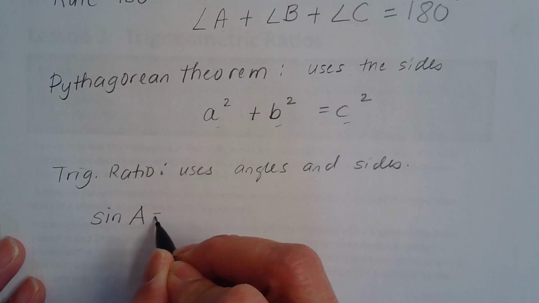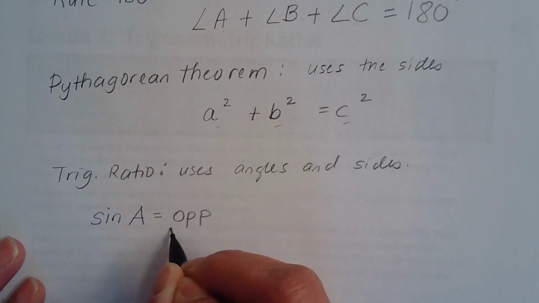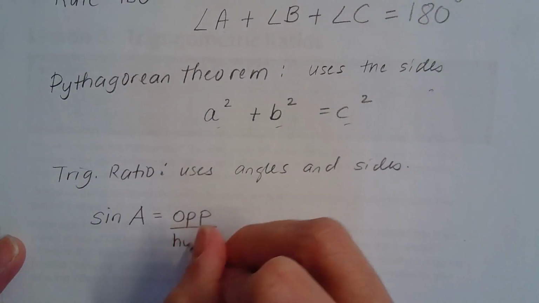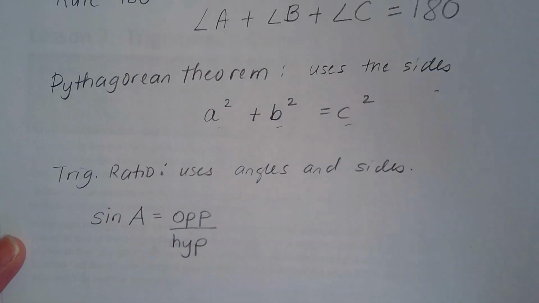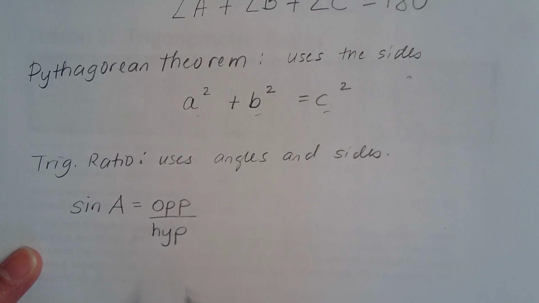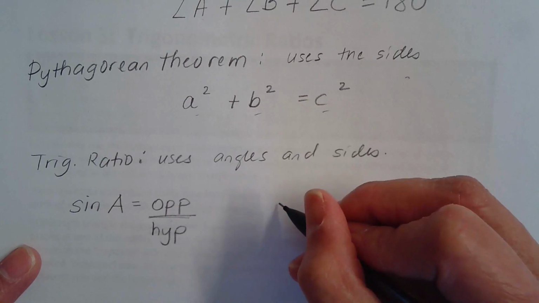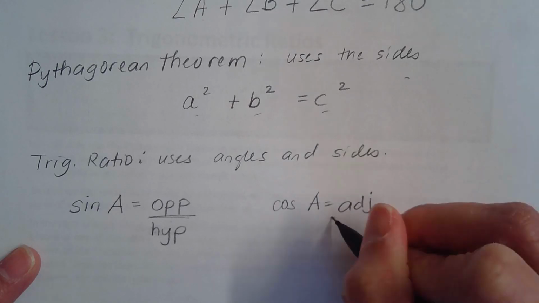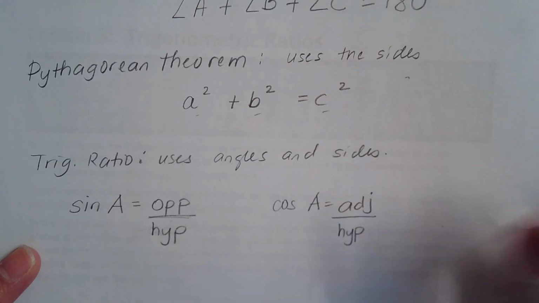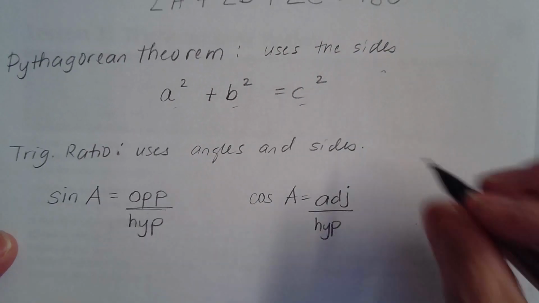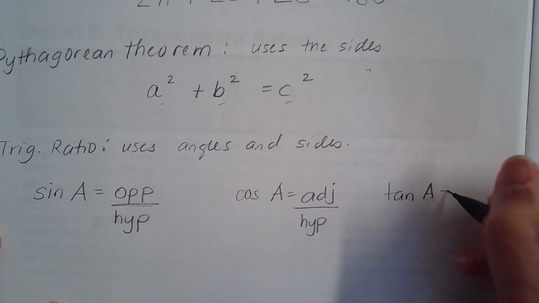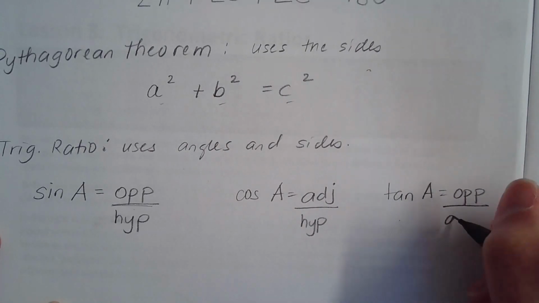So we're using the sine of angle A equals opposite over adjacent. Oh, sorry, opposite over hypotenuse. Hypotenuse. I'm abbreviating that. Opposite divided by hypotenuse. Cosine of angle A is adjacent over hypotenuse. And then the last is the tangent. Tan angle A equals opposite over adjacent.